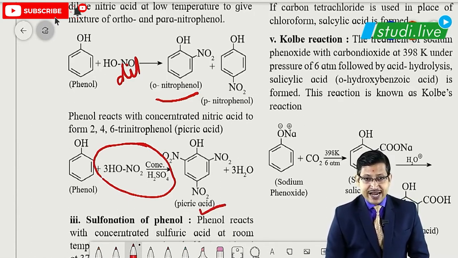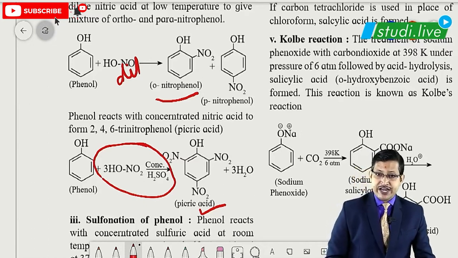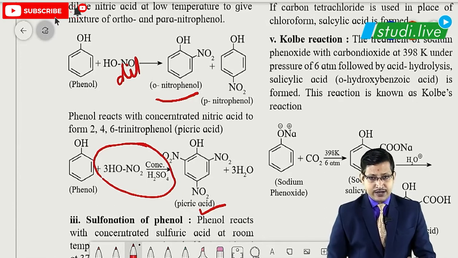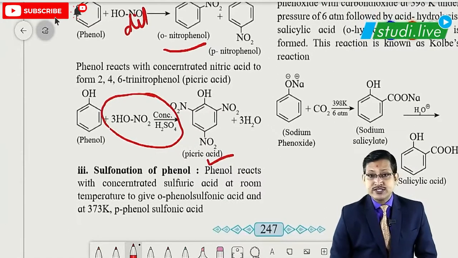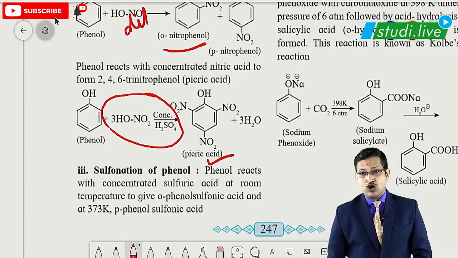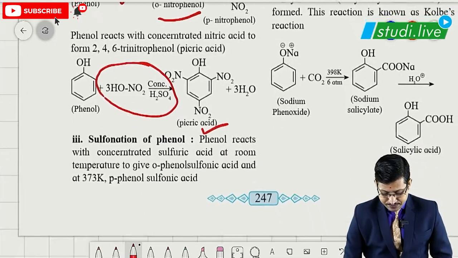So when phenol reacts with concentrated nitric acid and concentrated sulfuric acid, a very important compound and a board question, picric acid is obtained. That is 2,4,6 trinitrophenol. The other name is 2,4,6 trinitrophenol.